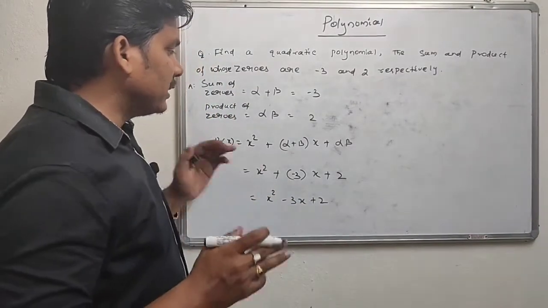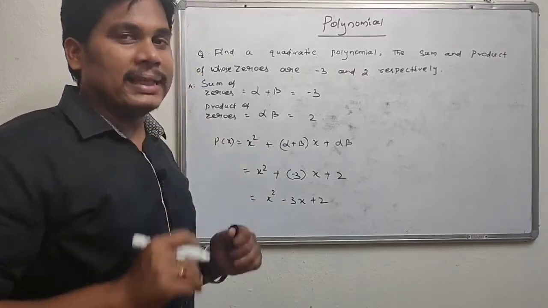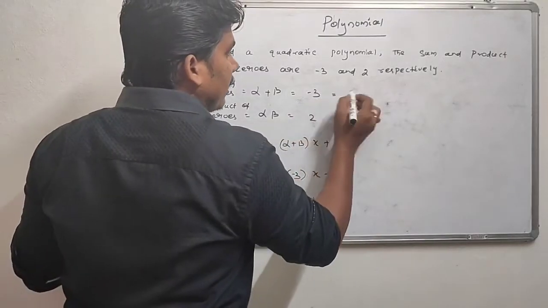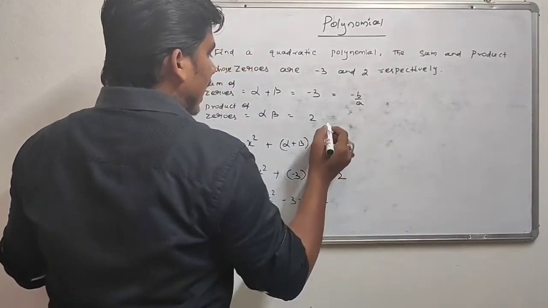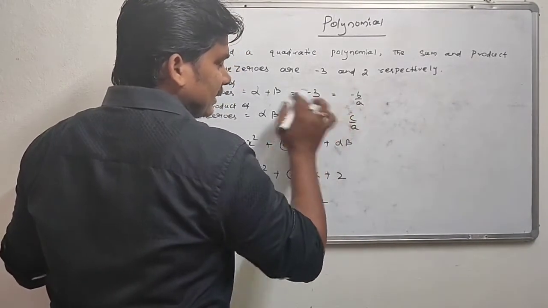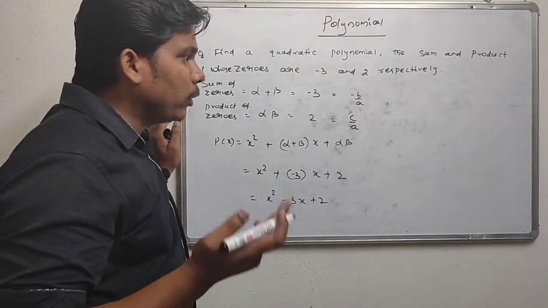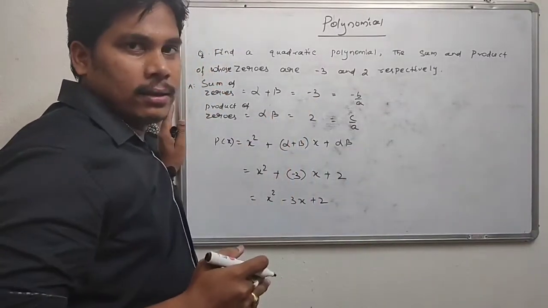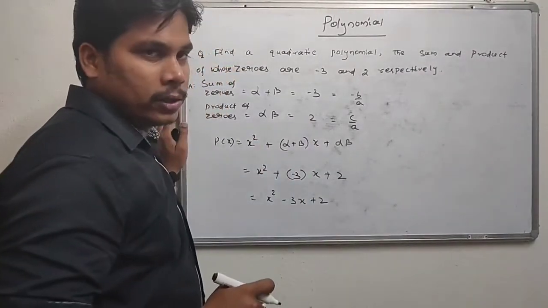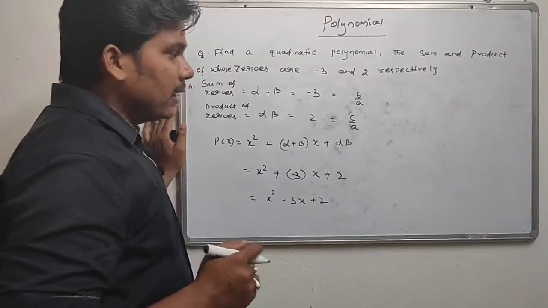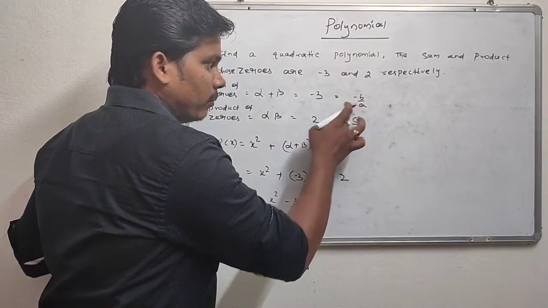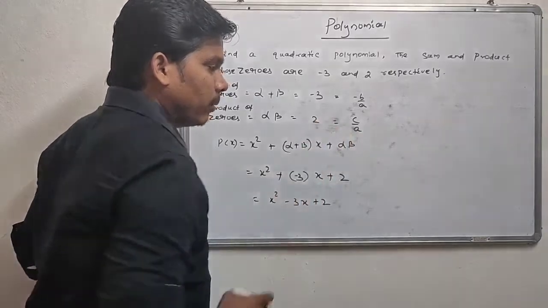Understand? In this way you can do it, but what is the problem behind this? As we know, alpha plus beta is minus b by a and alpha beta is c by a. Minus 3 is the reduced form of minus b by a. In the same way, 2 is the reduced form of c by a. So minus 3 is the reduced form of minus b by a, and 2 is the reduced form of c by a.